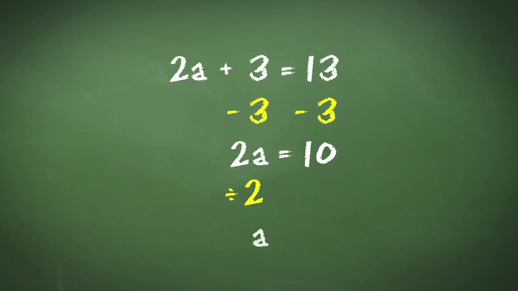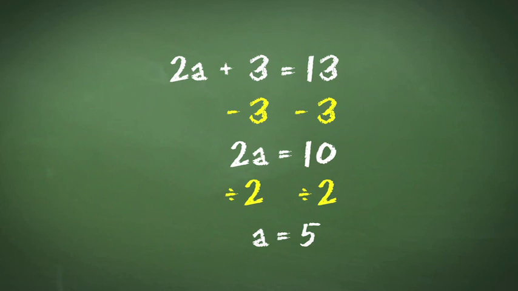And remembering our golden rule, we need to do the same on the right-hand side. So we need to do 10 divided by 2 as well. This gives us a equals 5. And there we have it, our final answer.